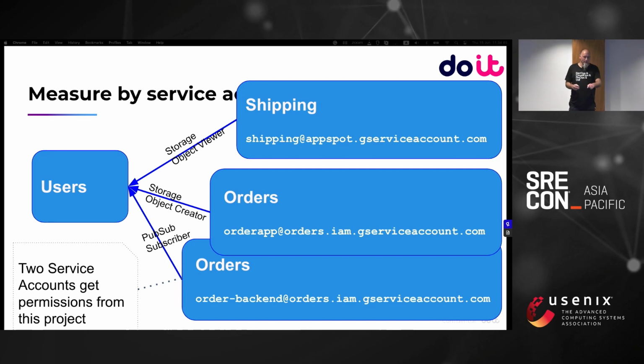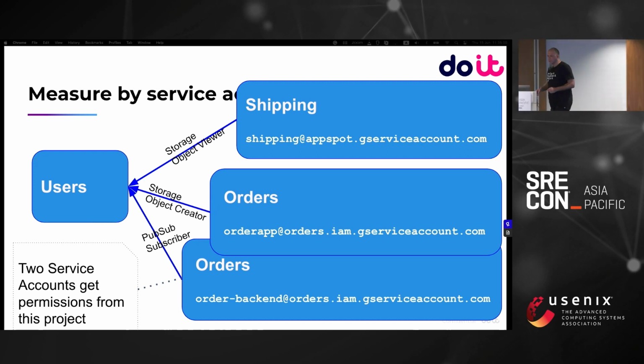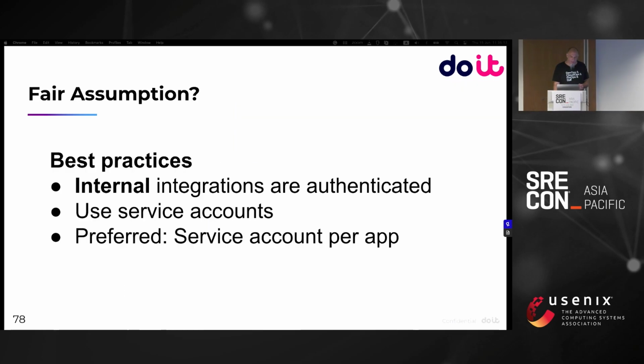In this example, permissions to the users project. The shipping Google Cloud project has been given permission. This one service account is given permission. Storage object viewer, it doesn't really matter the exact permission. Meanwhile, for the orders project, 2 permissions have been given. This service account and this service account, 2 permissions. We're measuring those arrows, service account permissions. You might ask, is this a fair assumption?